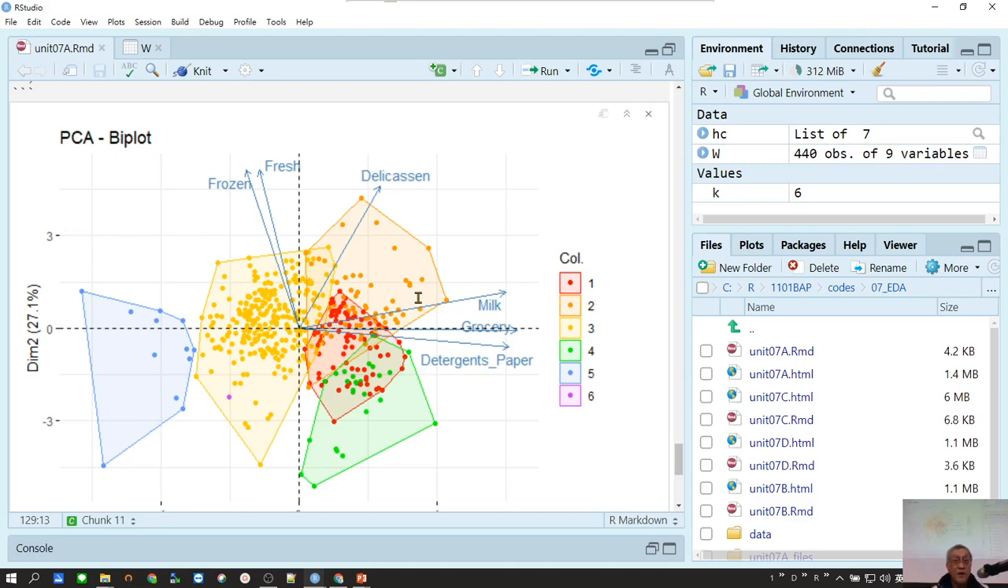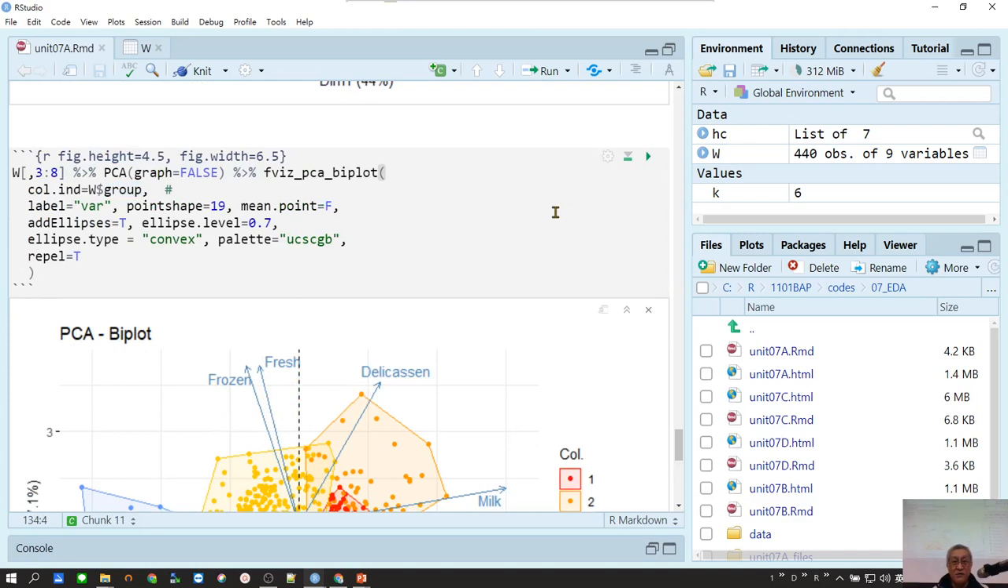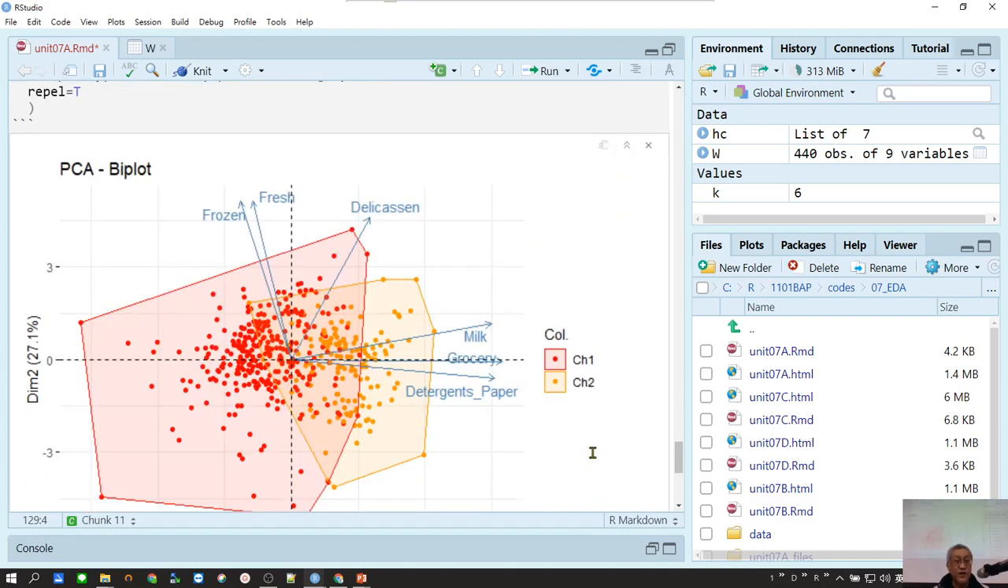Okay. During the break, some classmates came to me and said that actually, if you want to plot it with the channel, you can do that. Because this controls the color, right? So now you can see the difference between the channels, right? You can see that channel 2 tends to buy more milk, grocery, and detergent. And channel 1 actually tends to buy less. You can see that, right?